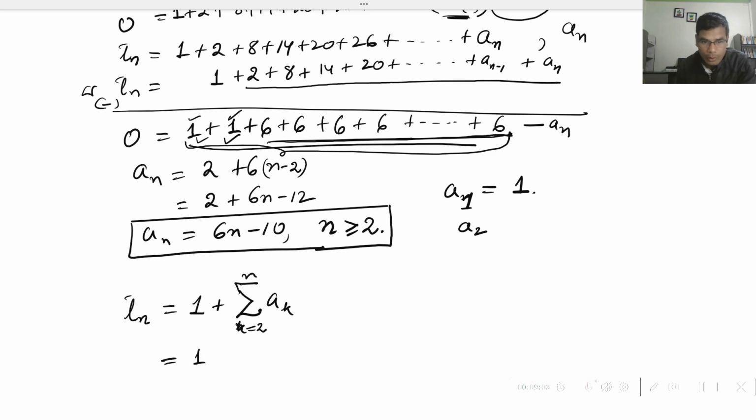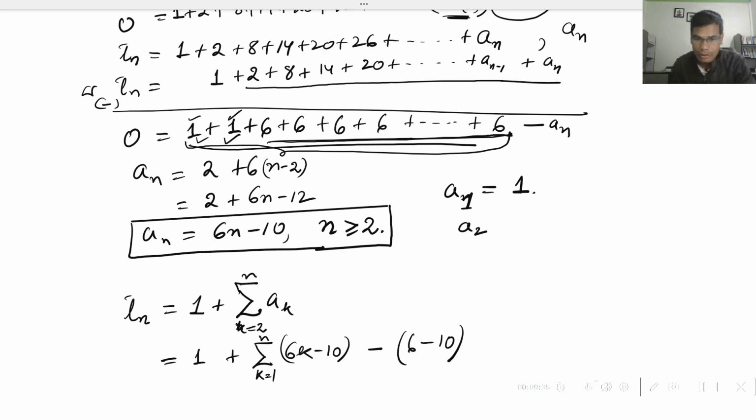So this is equal to 1. So now the summation of a suffix k, so this is 6k minus 10. So instead of running from 2 to n, we'll take k equal to 1 up to n, then we subtract it. So subtract it when k is equal to 1, so this is 6 minus 10.